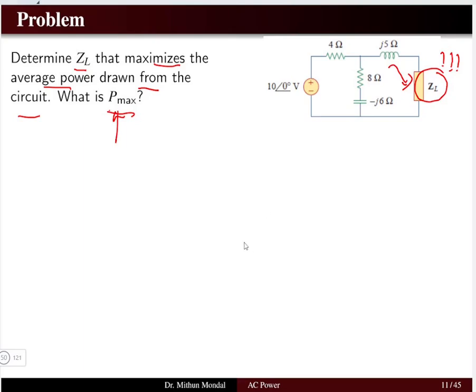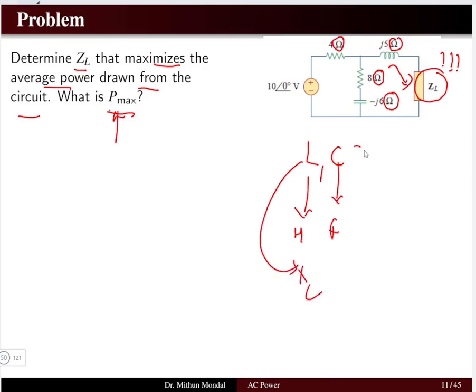Now, first thing that we need to see is whether all the quantities are in ohms or not. If it is not in ohms, we have to convert that in ohms first, because if you have an inductor and capacitor in Henry and Farad, then you have to get the value of XL and XC. This is the first thing that we have to do.